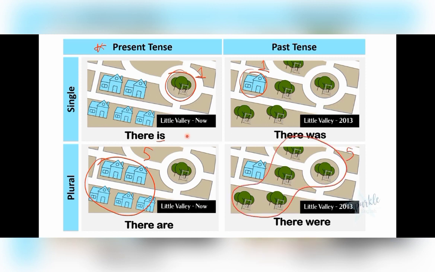So again, remember, we use there is and there are to talk about something now in the present. So, in Little Valley, there is one park. However, in 2013, there were 5 parks. And now, in Little Valley, there are 5 houses. In the past, in 2013, there was one house.